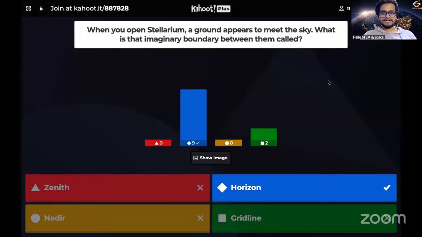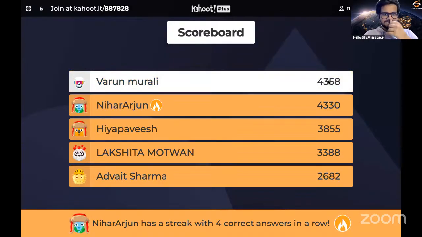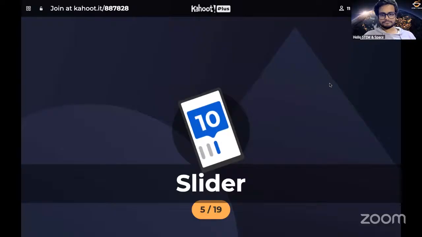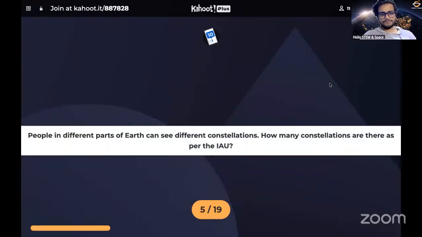Nice. See the scoreboard. And not much changes. Varun is still on the top, Nihar on second, Hiya on third, Lakshita on fourth, and Advait on the fifth position. Quickly, let's see the next question. And this is a slider, so you have to slide.